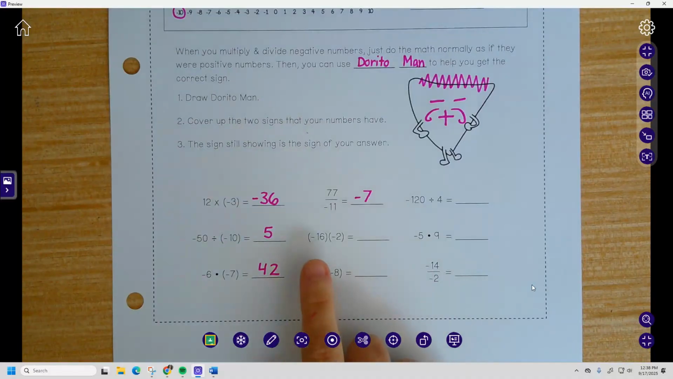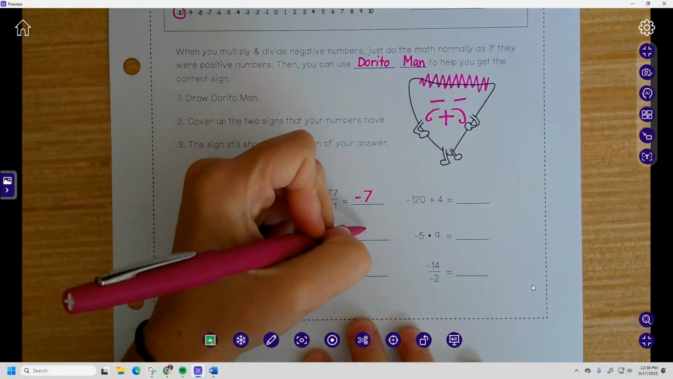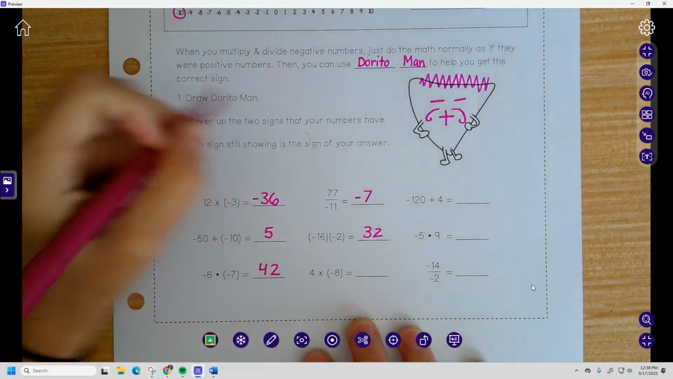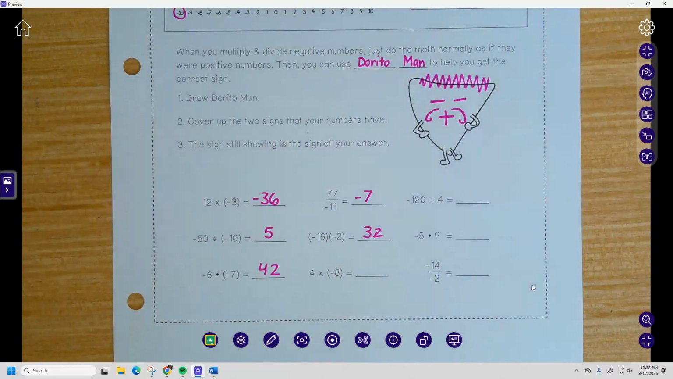And then if you see 2 numbers in parentheses that are just right next to each other, that means you need to multiply them. So -16 times -2, multiply the numbers to get 32, and a negative times a negative is a positive. So we're done with that one.